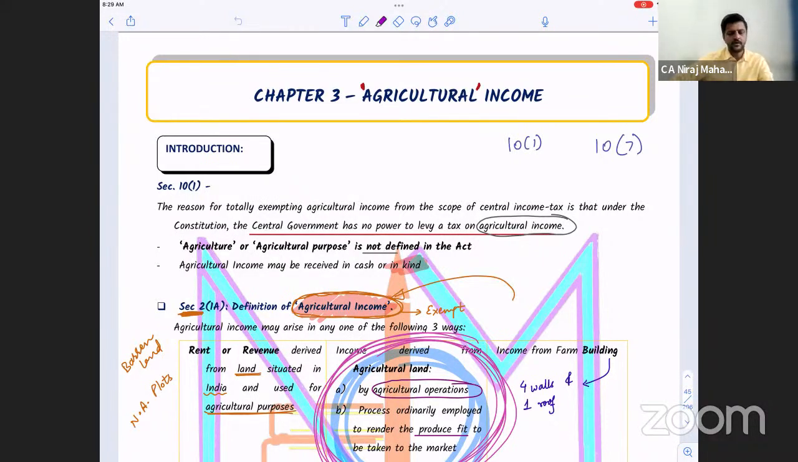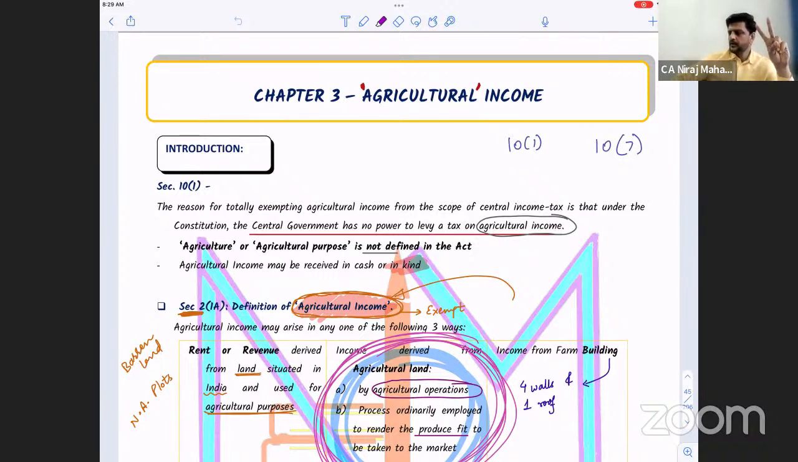Correct, everybody? So how many ways we have seen that we can earn agricultural income? There are total 4 ways. One is what? Very important. First one, very important, is rent received for use of agricultural land, obviously for agricultural purposes, but where is it located or situated? In India. So that is first one.